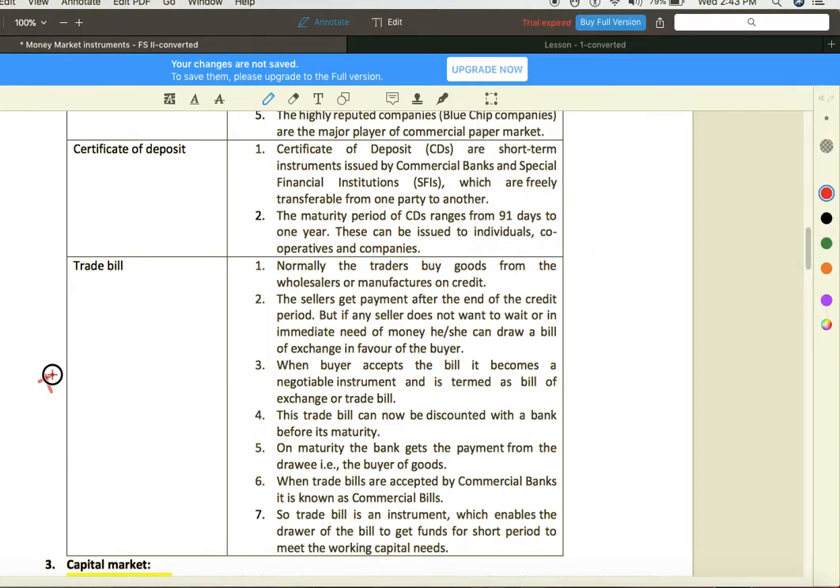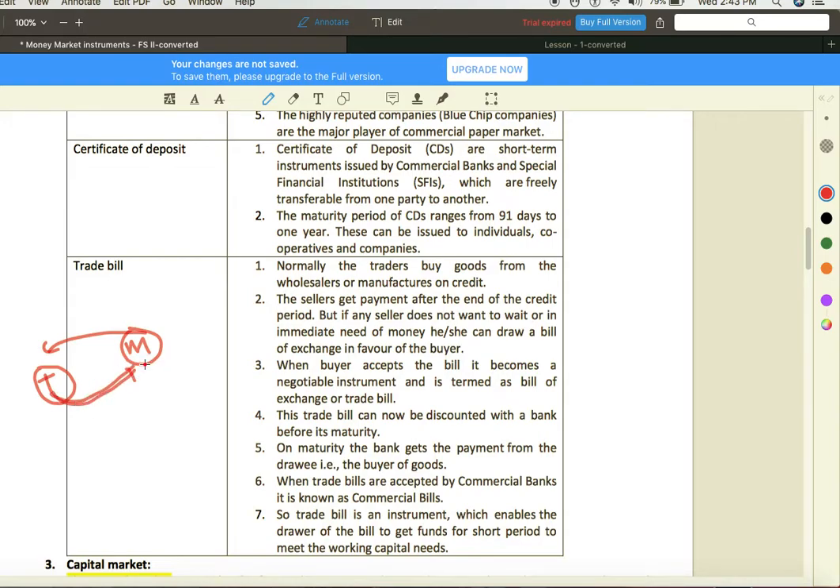So we have a trader, we have a manufacturer, right? This fellow is purchasing goods, this fellow is supplying goods. This trader is supposed to make a payment, but he doesn't have money. So what does he do? The bill of exchange is drawn and sent to the trader for acceptance. The trader will sign on the bill and return it to the manufacturer.